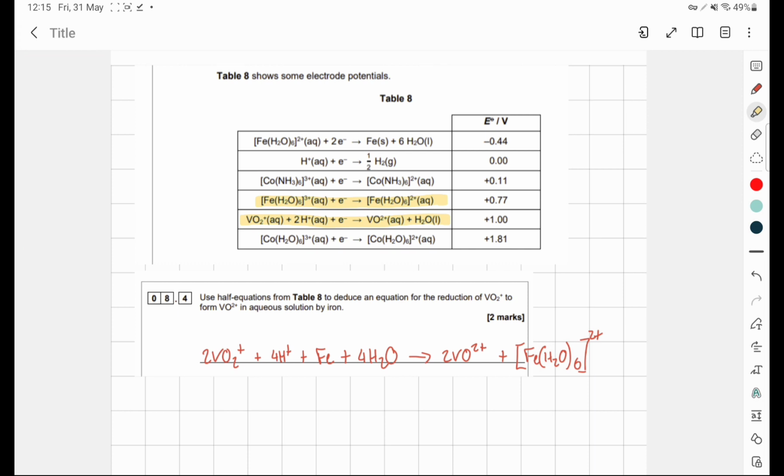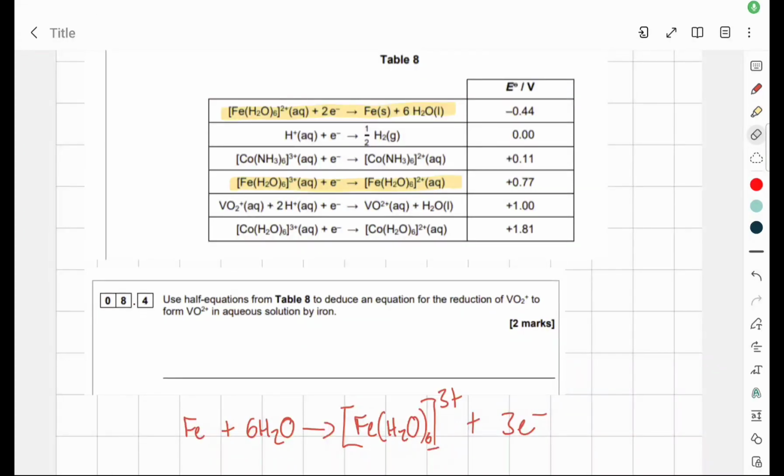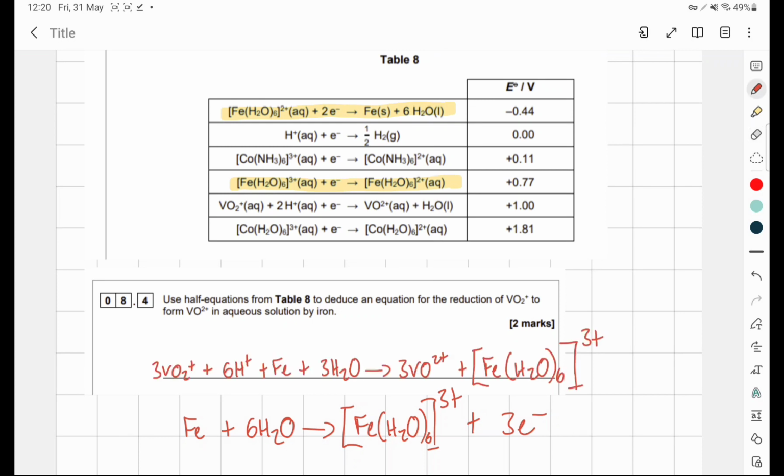What that means is that we have to combine these two half equations, and then we have to combine it with the VO2+ half equation in the normal way. So let's combine the two iron half equations first, and then combine that with the VO2 equation as normal, giving us that as our final equation.